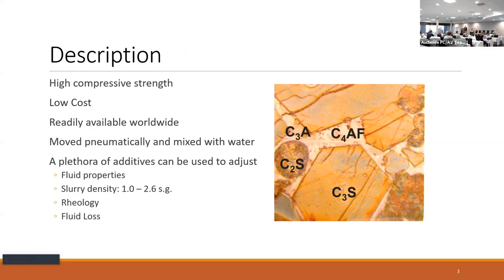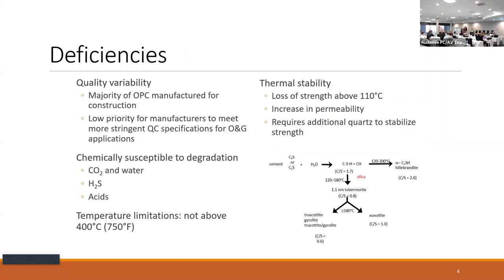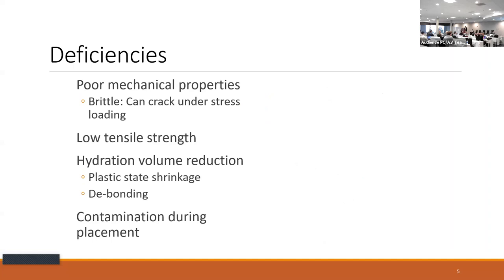It's very well understood and everyone knows about it, but we also know about the challenges associated with extremely high stress conditions. Deficiencies: quality variability. One cement isn't the same as the next, and there are going to be variations. You always have to test a given retarder with a given cement for a given cement job to make sure it's going to work. It's chemically susceptible to degradation in the presence of CO2 and water, which we see a lot in geothermal wells. Temperature limitations up to 400 degrees C, which covers most of it, but it's still a limitation. For thermal stability, we need to add silica flour, et cetera. We also have generally poor mechanical properties.